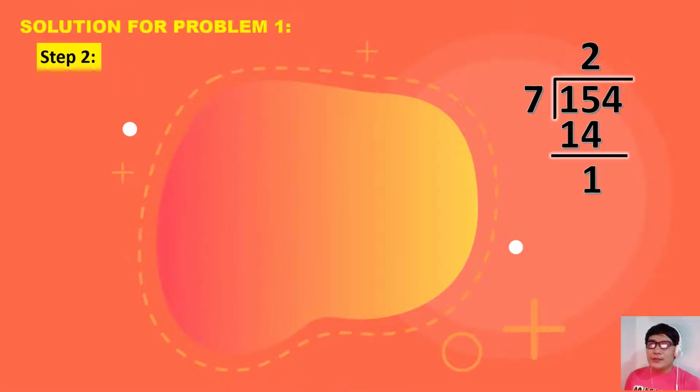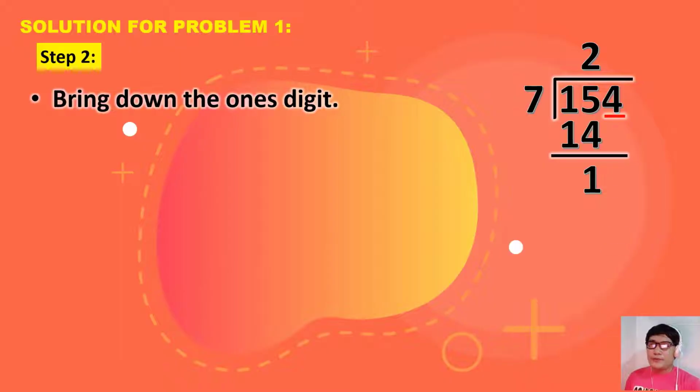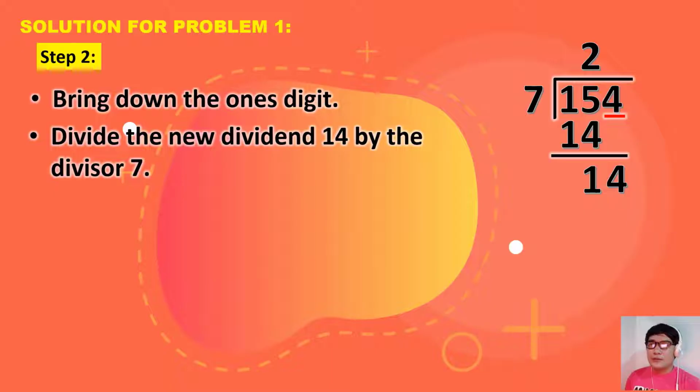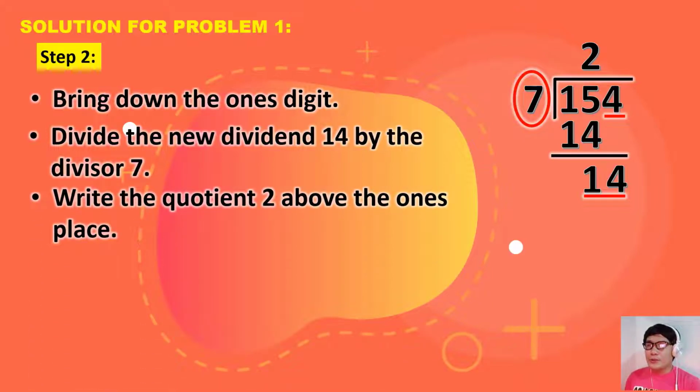Bring down the ones digit, which is 4. Then divide the new dividend 14 by the divisor 7. So 14 divided by 7 is equal to 2. Then write the quotient 2 above the ones place.